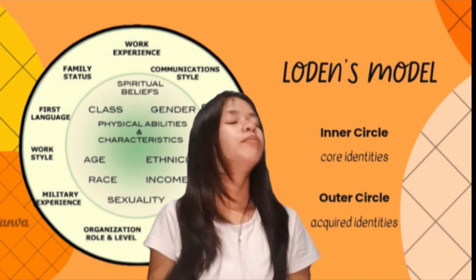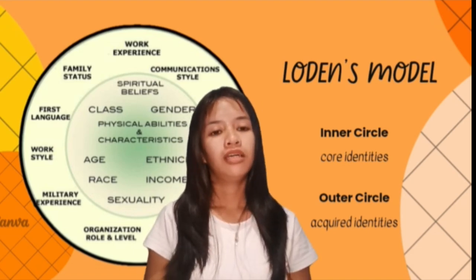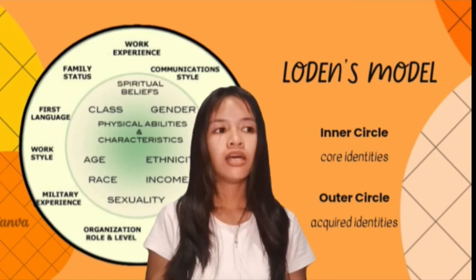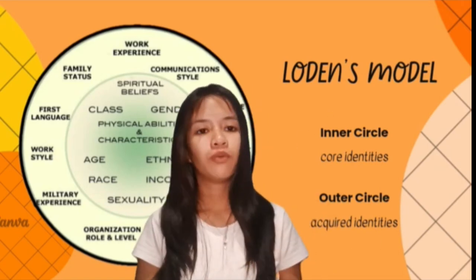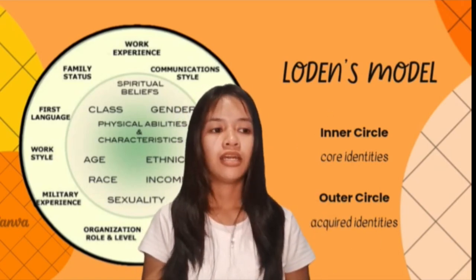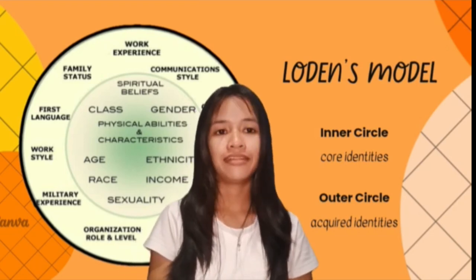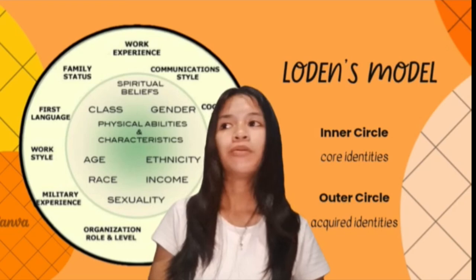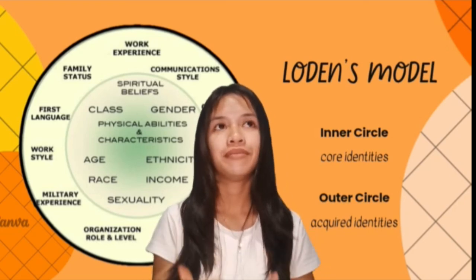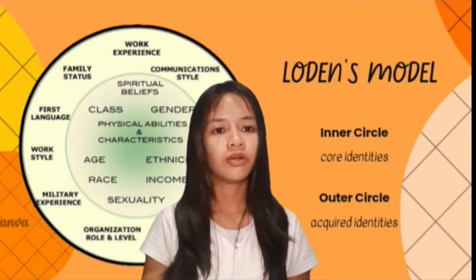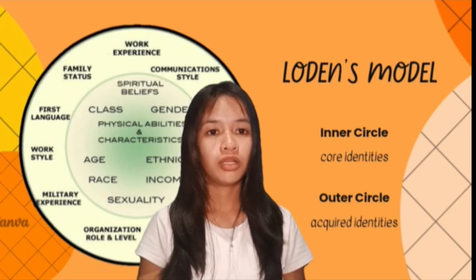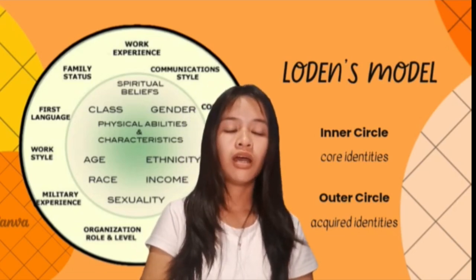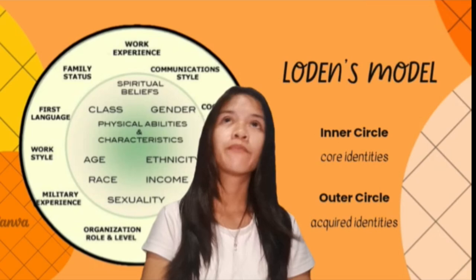Loden's model. Marilyn Loden's model is a framework that illustrates various dimensions contributing to an individual identity. It was developed in 1990 by Marilyn Loden and Judy Rosner. Some of you may be confused, like me, why it is only called Loden's model, even though Judy Rosner was also involved in developing this framework.